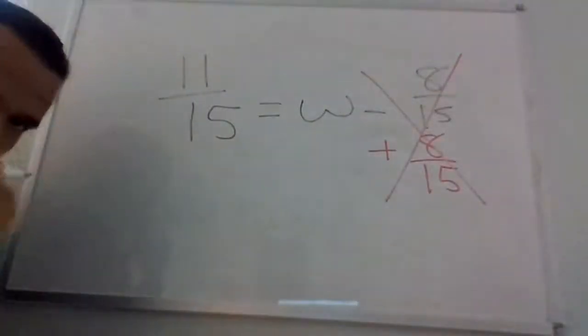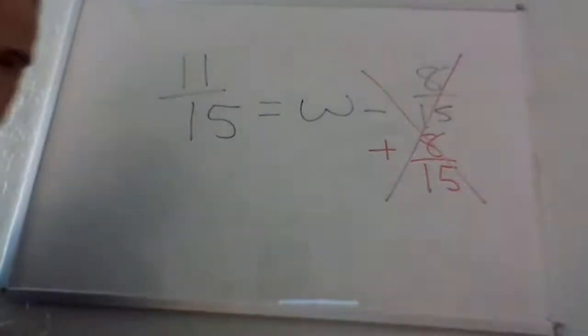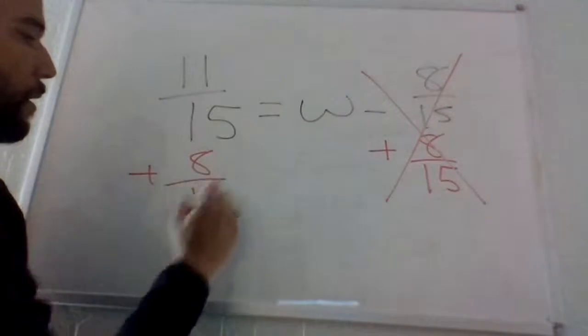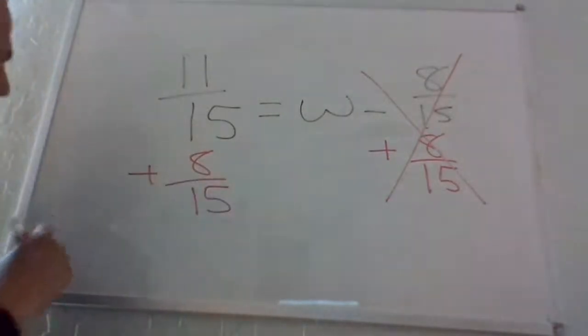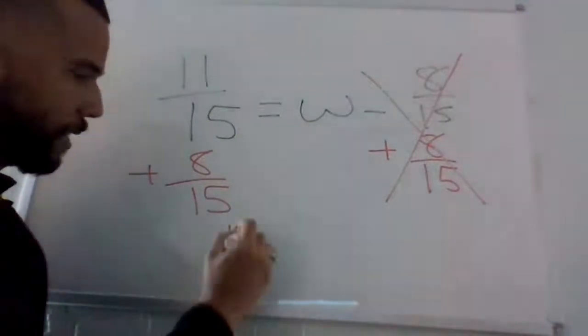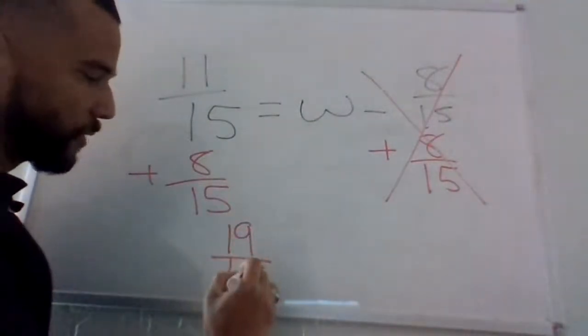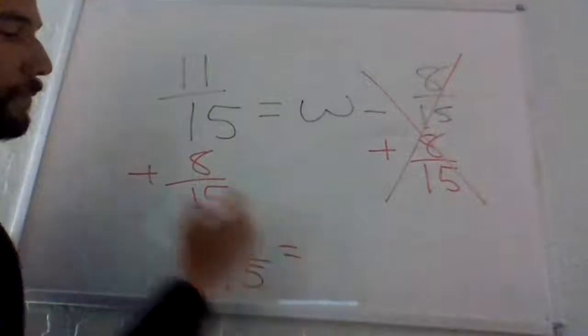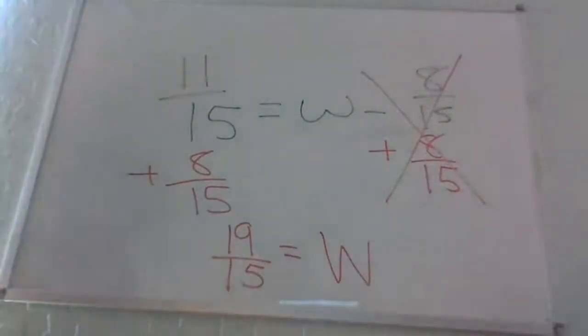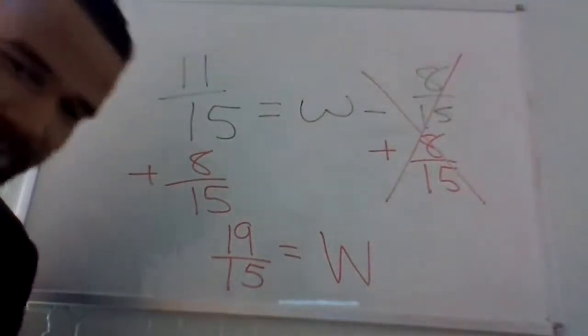Now what do I have to do? Add it to the 11/15. And what is that going to give me? 19 over 15. And what's left on the other side of the equal sign? The W. So what does W equal? 19 over 15. The end. You got it.